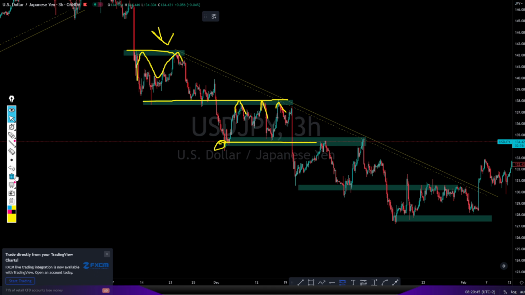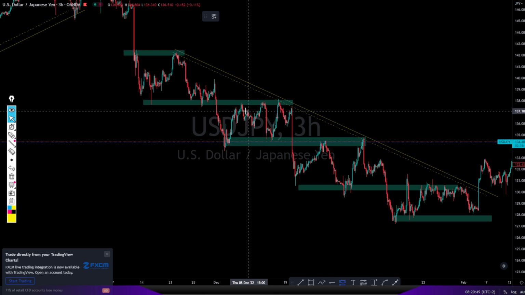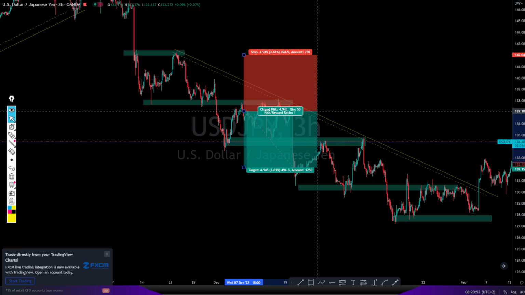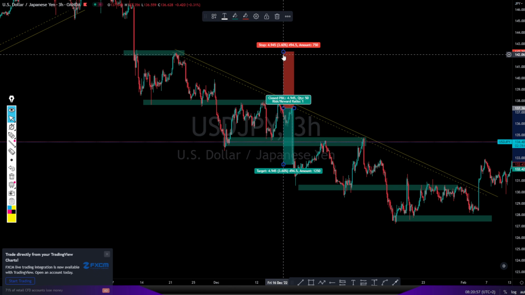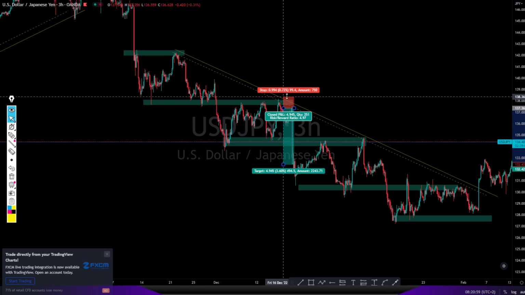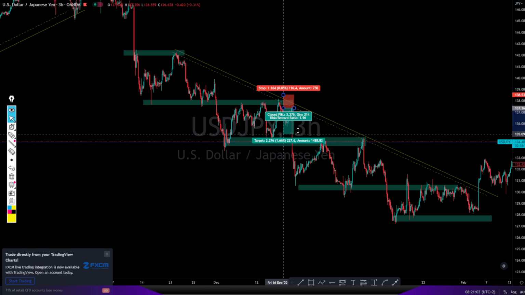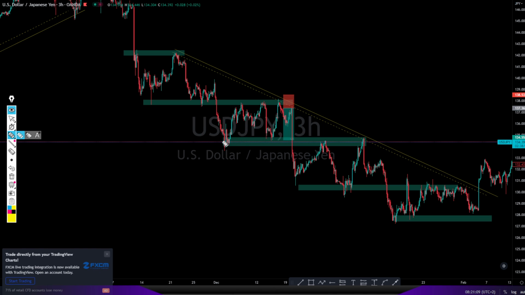You can see if we say here the market has a resistance, we identified that, and we're going to have to sell. The stop loss should be a little bit above our resistance, and the first take profit will be around this area, because we see that it's where the market is bouncing.